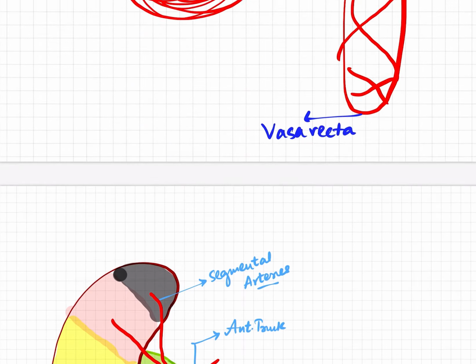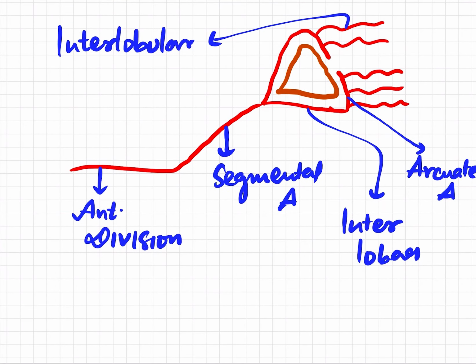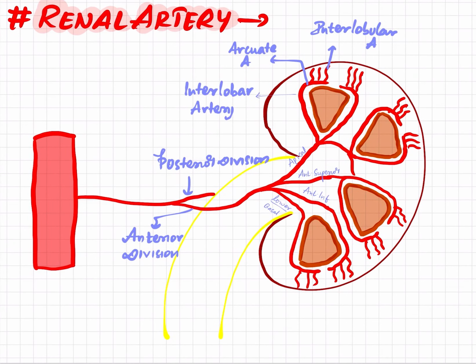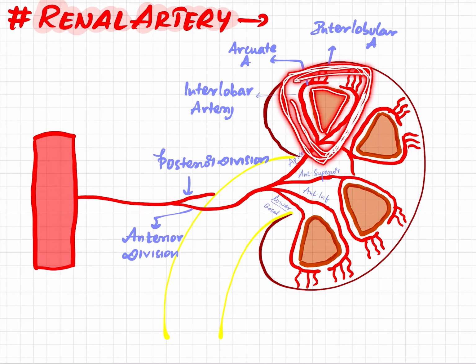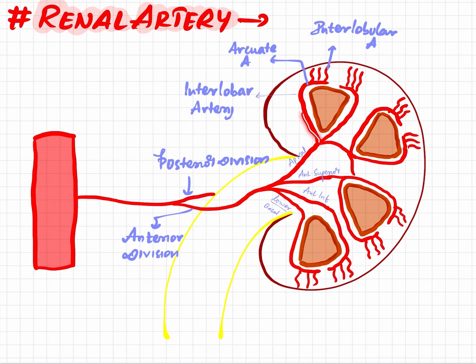Okay. Now, after dividing into these segmental arteries, what happens? They'll be dividing into interlobar arteries. Actually, this is a complete renal lobe. A renal lobe includes a pyramid, adjacent renal columns, and the overlying cortex. Hence, these are called the interlobar arteries.